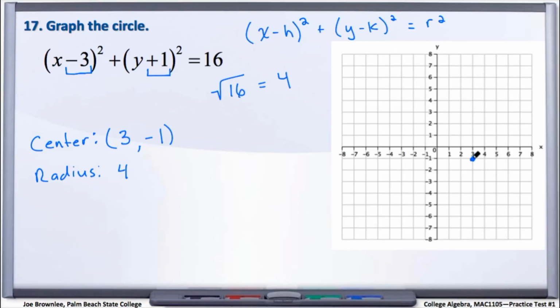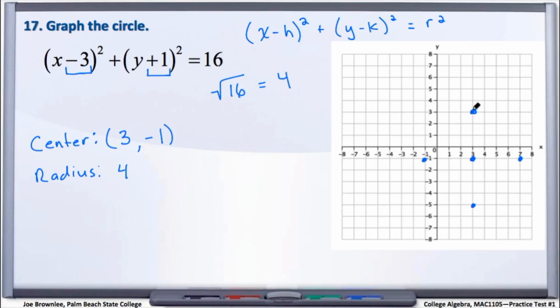So all we're going to do is go up 4 units, 1, 2, 3, 4. We're going to go down 4 units from the center, so 1, 2, 3, 4. And we're going to go left and right 4 units. So we'll go 1, 2, 3, 4. And finally 1, 2, 3, 4.